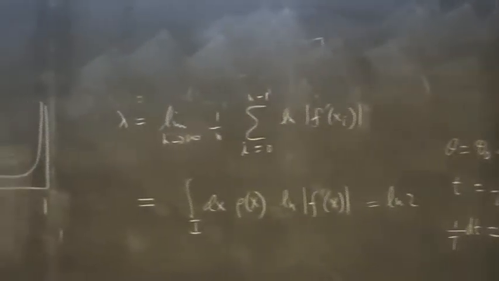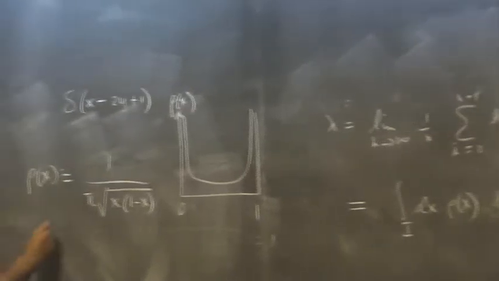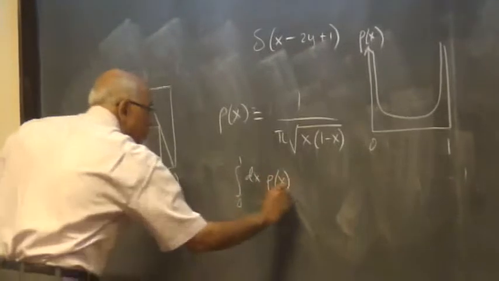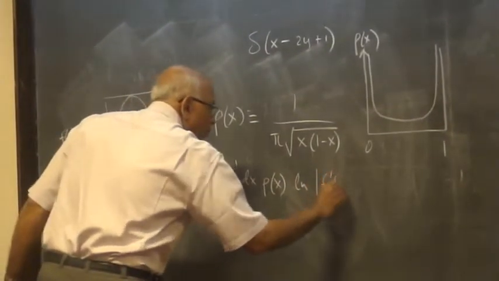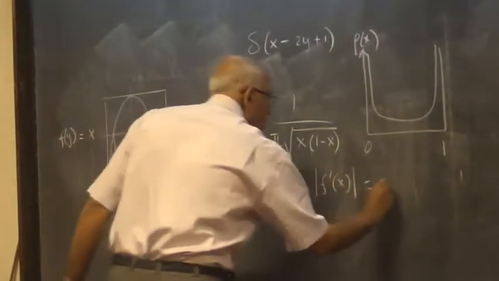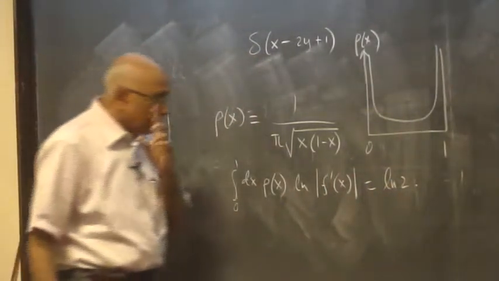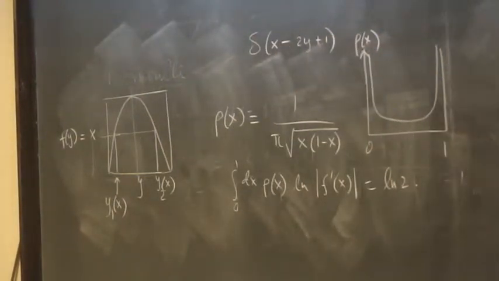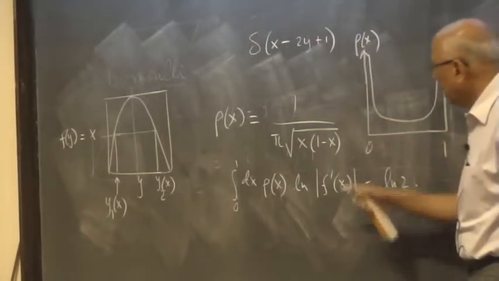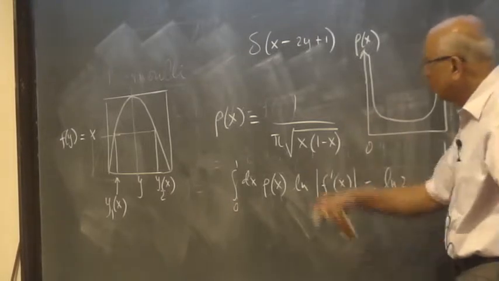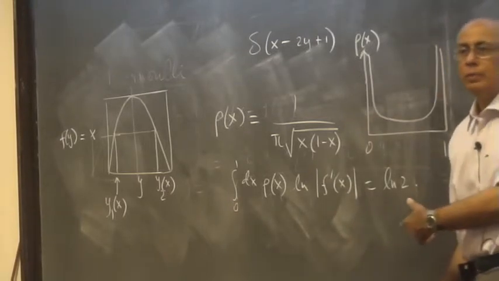And now it's an exercise for you to show that the integral from 0 to 1 of dx rho of x log mod f prime of x is equal to log 2. So you can now at last calculate the Lyapunov exponent for the logistic map at fully developed chaos. You know this rho of x, you need to put that in. You know this f of x, that's 4x times 1 minus x. Put that in, do this integral, and you should get log 2.